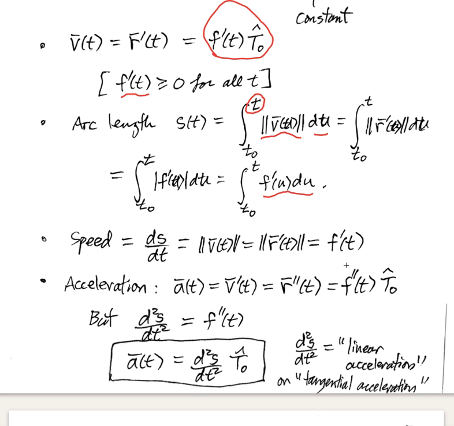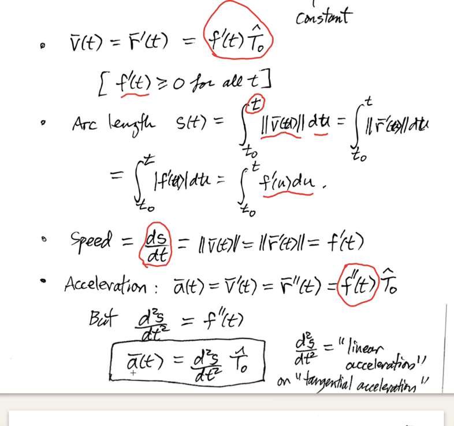By the way, I'm not making any statements about this. This might be positive, negative, or whatever, right? Something could be accelerating or decelerating along that line. Now if we come up here, another way of saying that is, the second derivative of arc length with respect to time would give us the f double prime. So in place of f double prime, I'm going to put the second derivative of arc length with respect to time.